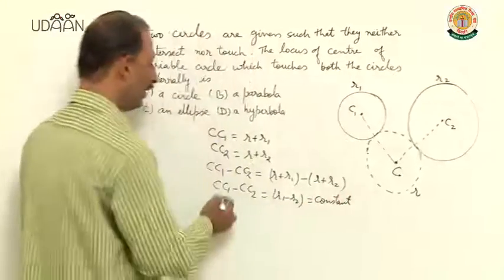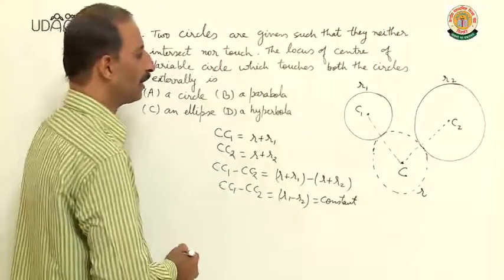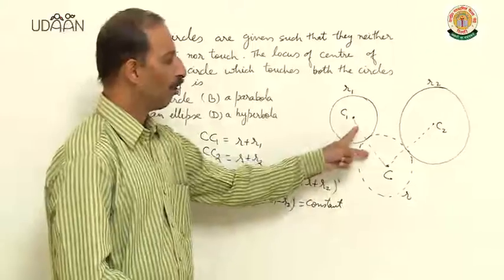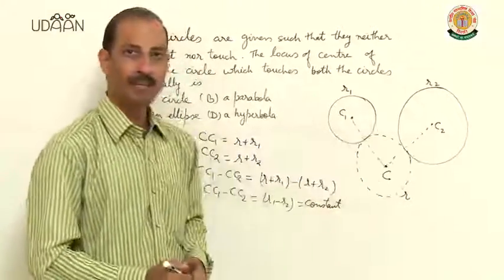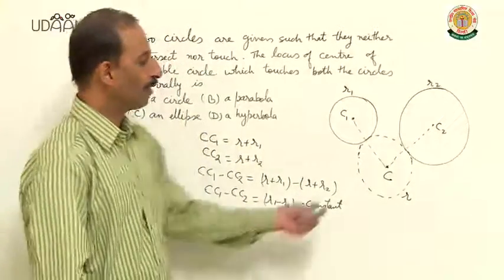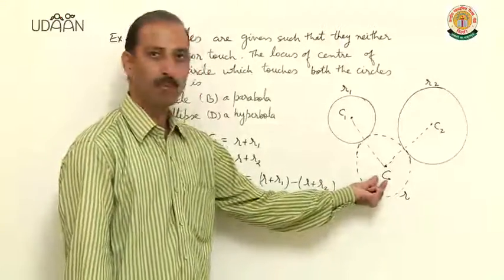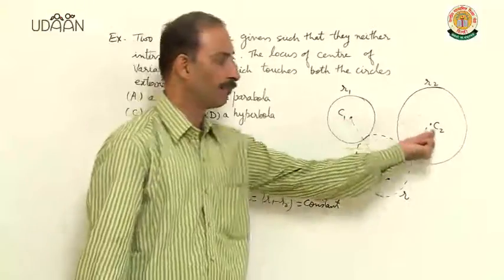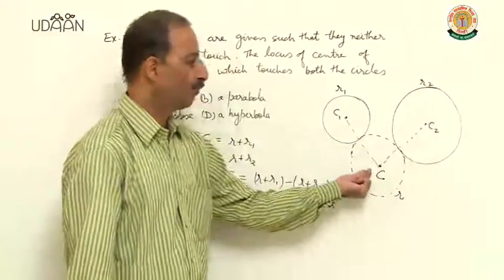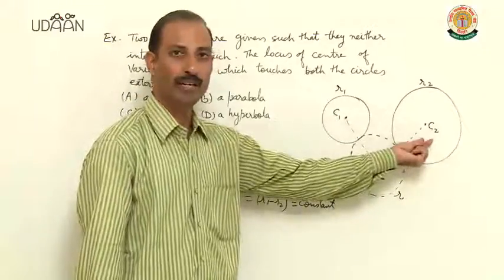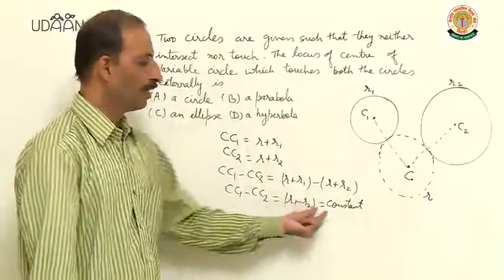So CC1 minus CC2 is always a constant. The difference of these two distances remains constant. We have to find the locus of the point C. This is the variable point. These two points are fixed, and the difference of this variable point's distances from the two fixed points is always a constant.